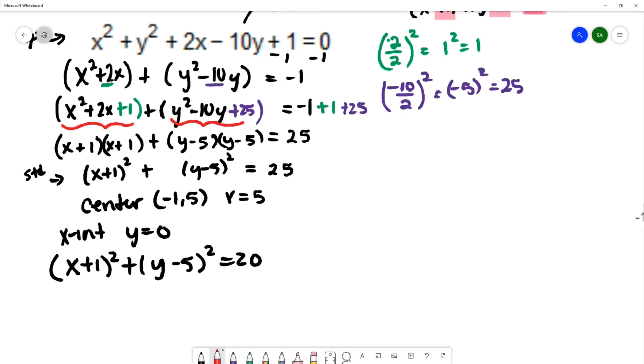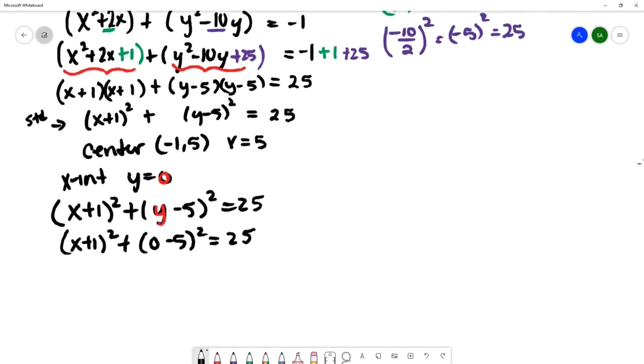I'll substitute a 0 in for that y, and that gives x plus 1 squared plus 0 minus 5 squared equals 20. Excuse me, I copied that wrong. That should be 25, not 20. And if we continue, we'll have x plus 1 squared. 0 minus 5 is negative 5. Negative 5 squared is 25.